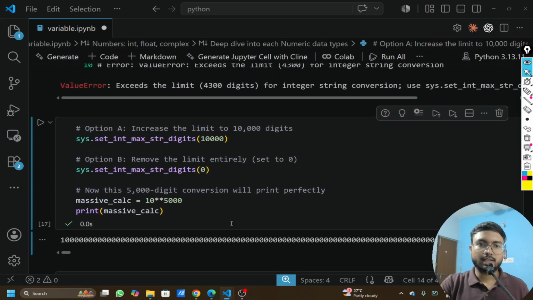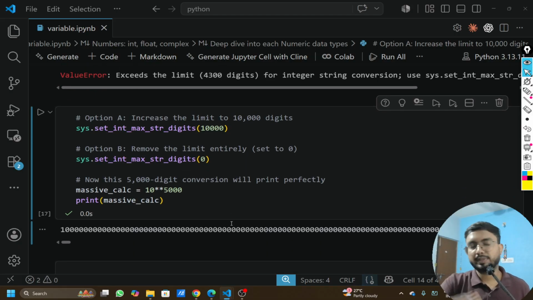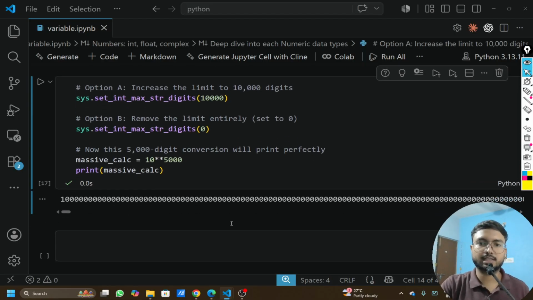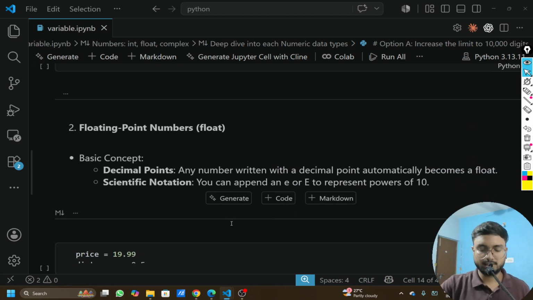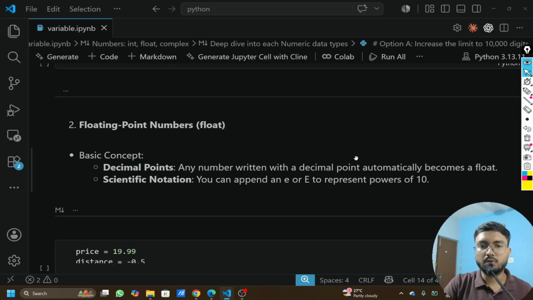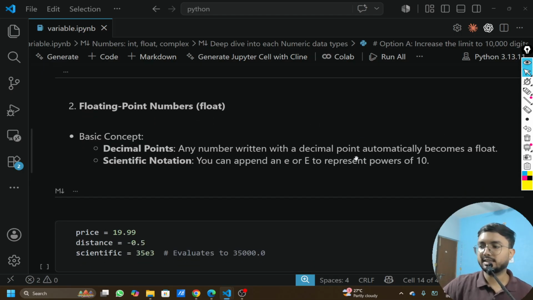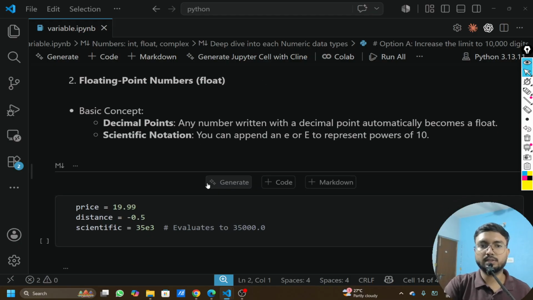Okay, so this is what I wanted to explain here, and I hope it's a new thing for you, that an integer can be expanded and it can consume a huge amount of space and it can be increased to any limit. Now let's try to understand the second data type, which is float. Without wasting any time, let's directly go into the code.